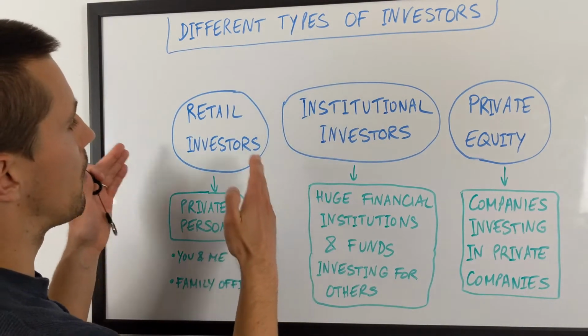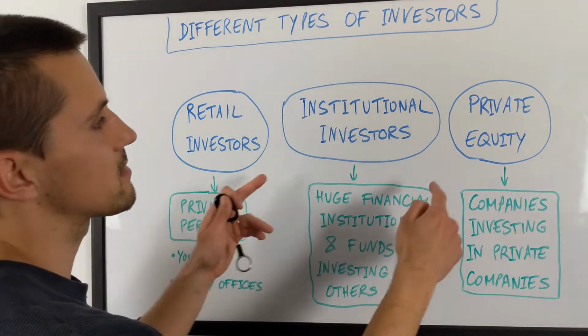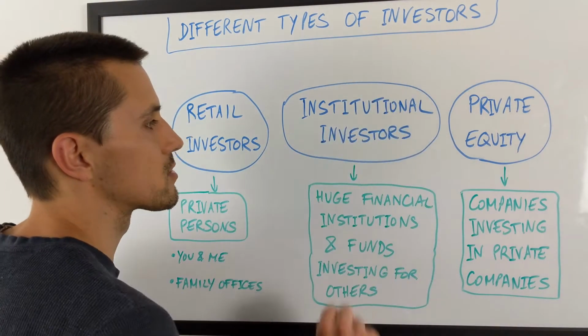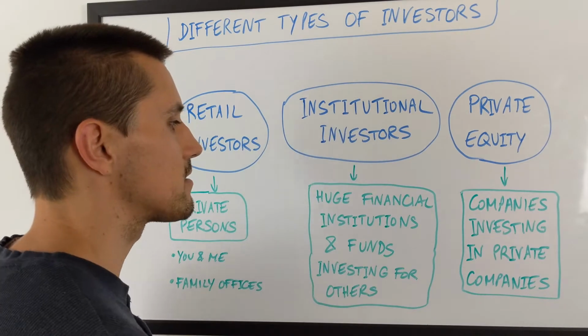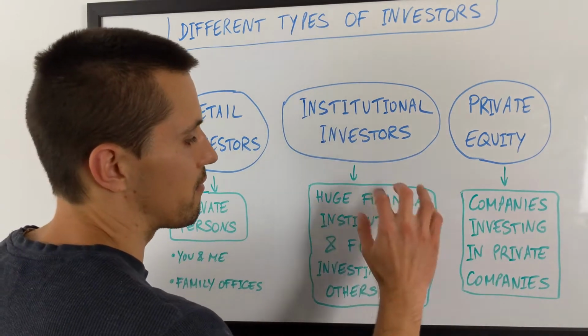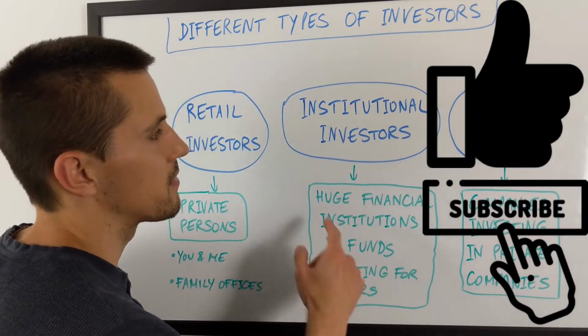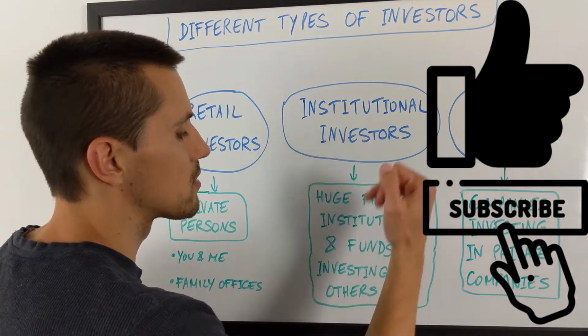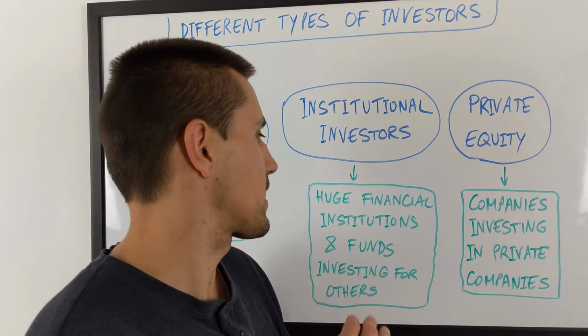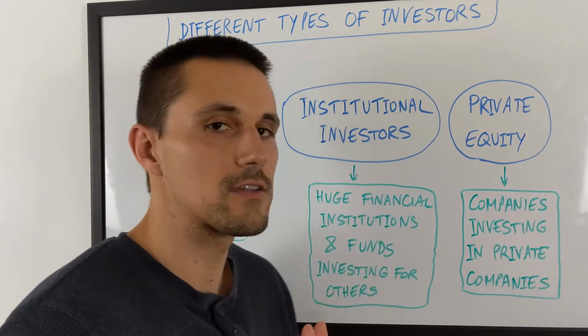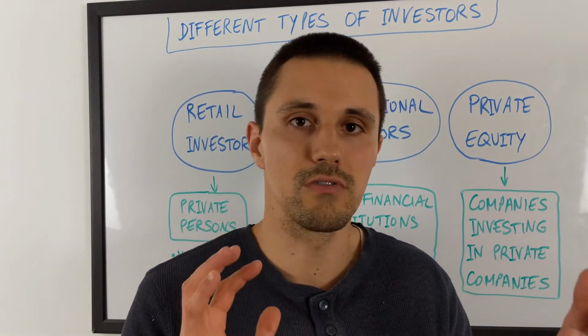Then once we have talked about the retail investors, let's quickly talk about institutional investors. So what is the big difference? Well, institutional investors are huge financial institutions. That's why the word institutional investor. And well, you have different types actually. You have huge financial institutions, but you have also huge funds.